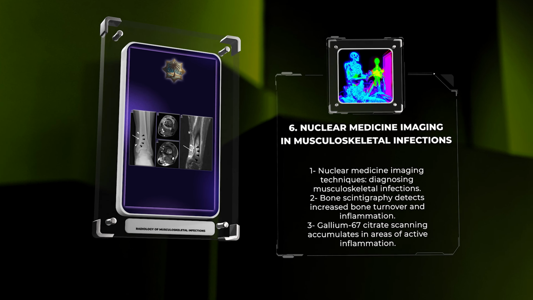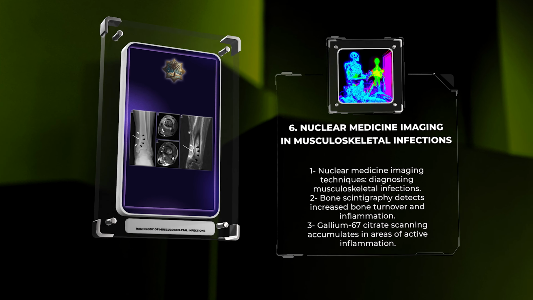CT imaging is often employed in cases where there is a need for detailed evaluation of bony structures or in cases where MRI is contraindicated due to metallic implants. CT can provide detailed information about cortical bone destruction, periosteal reaction, and abscess formation. It aids in surgical planning and assists in image-guided interventions.